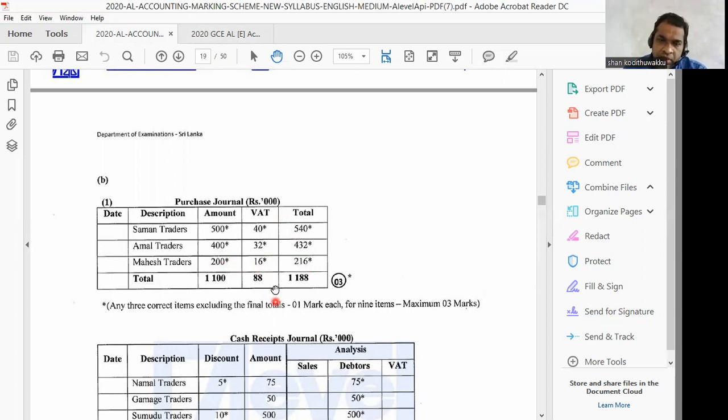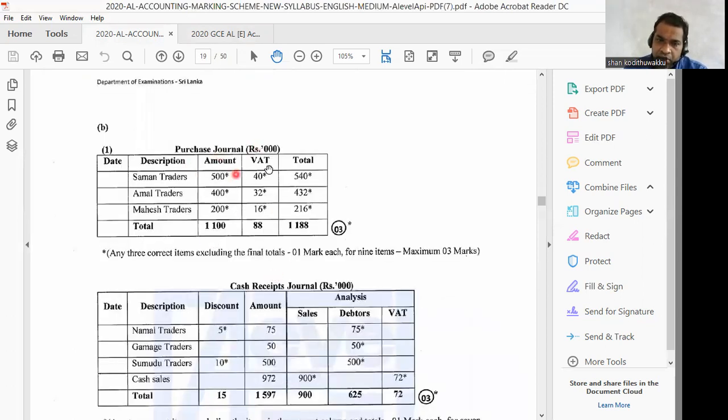Right. Then we are not preparing individual suppliers accounts. We prepare the general accounts. Then here, if you take total purchases 1,188, the net value is 1,100. You can debit purchases account, and you can debit 88 to input VAT account, but finally we debit to VAT control account. Therefore, VAT control account debit 88.